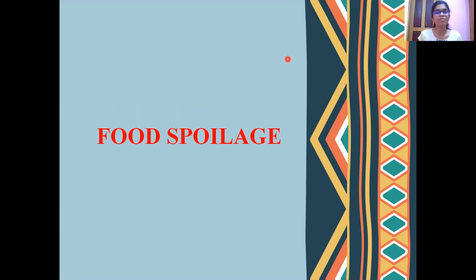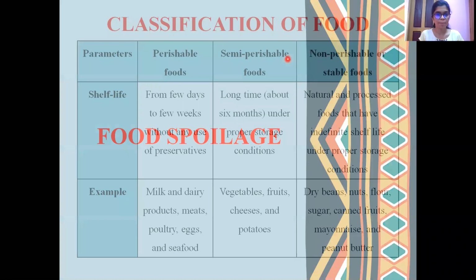Foodies, welcome back to Food Edge, and today in this video we are going to discuss a very important topic in food technology, and that is food spoilage. So generally food spoilage is nothing but the deterioration in the quality of food, and this deterioration may be due to the changes in its physical, chemical, nutritional or functional properties. So let's get into the topic.